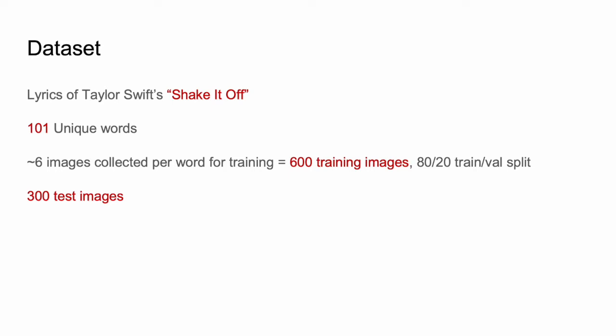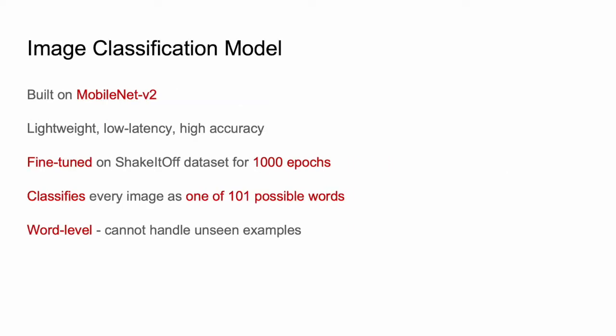Coming to our models, the first model that we implemented was an image classification model. This model classified every image of a finger trail into one of the 101 different words present in the lexicon of our dataset. We built this model upon MobileNet v2, which is a lightweight, low latency, and high accuracy image classification model. We implemented this model using PyTorch's Torchvision package and fine-tuned it on our dataset for 1000 epochs. Again, since this model is an image classification model, it performs transcription at a word level and cannot handle unseen examples or character sequences that weren't in the input lexicon.